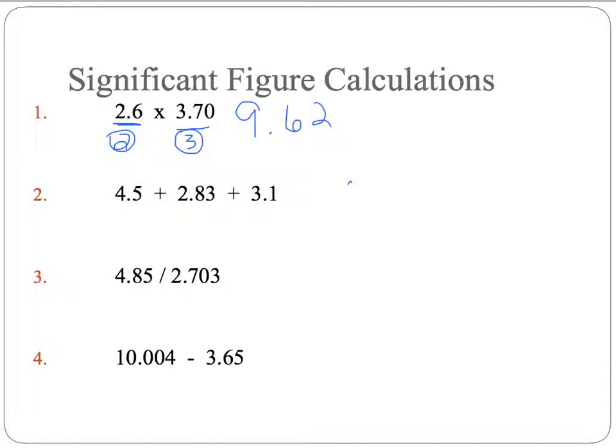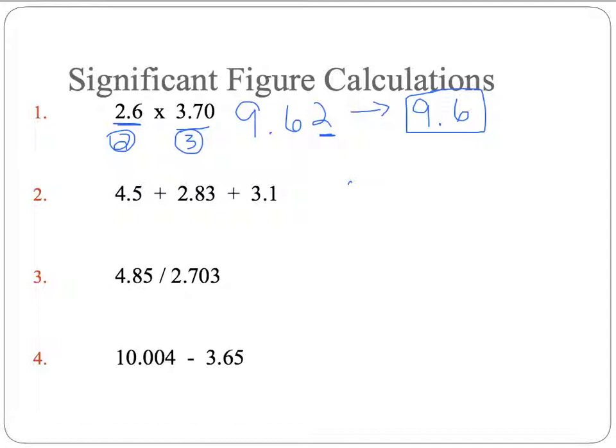Right now my answer, 9.62, has 3 significant figures in it, so I'm going to have to round. So there's 1 significant figure, and the next number is a 6. I need to decide at that point, am I going to round up or down? The 2 tells me whether I'm going to round it up or down. As long as it's a number below 5, you don't round up. If it is 5 or above, you do round up. So this is just going to stay 9.6. There are my 2 significant figures.